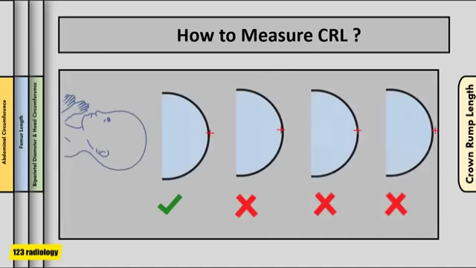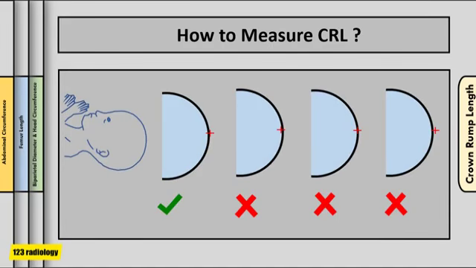As you can see in this diagram, the intersection of the calipers should be placed on the outer borders of the head and rump. Placing the calipers on the inner borders is incorrect and should be avoided.